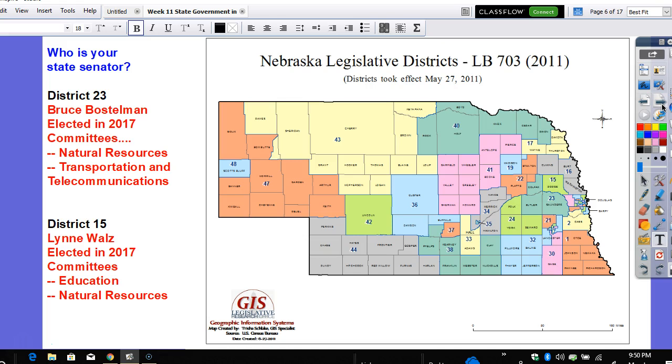See, if you live in Fremont, if you live in Dodge County, you live in District 15. Just like Senator Bosselman, Senator Walls was also elected in 2017. She sits on the Education Committee. She's also a member of the Natural Resources Committee, just like Senator Bosselman. If that name sounds familiar, Senator Walls, her full-time job is working at Don Peterson and Associates in Fremont, and then she was very active. She was seen in the recent flooding in our area.